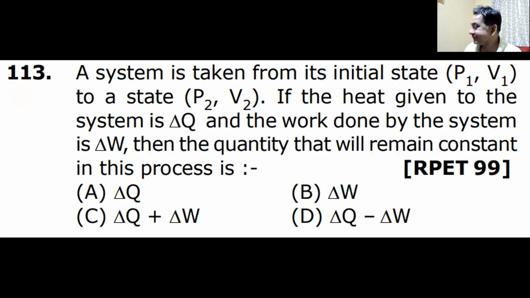Let's see who can do this. A system is taken from initial state P1V1 to a state P2V2. The heat given to the system is delta Q and the work done by the system is delta W. Then the quantity that will remain constant in this process is what? First of all, you have to understand which process they are talking about. If you understand the process, then the rest of the part is pretty simple.